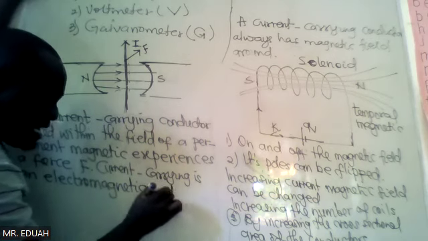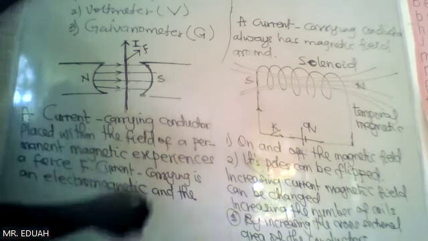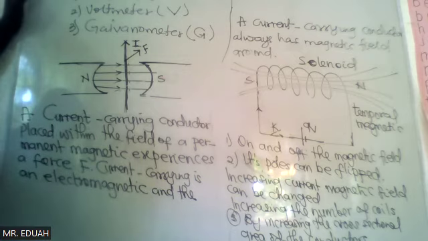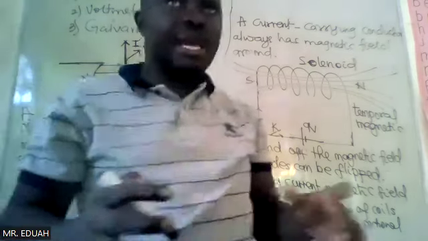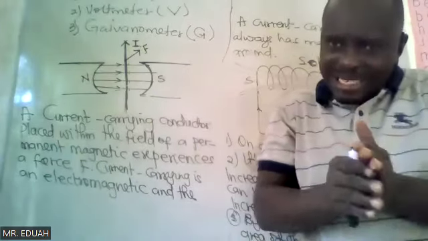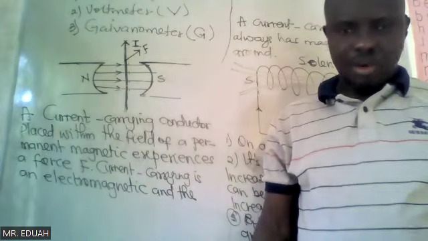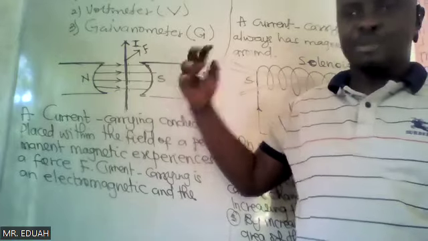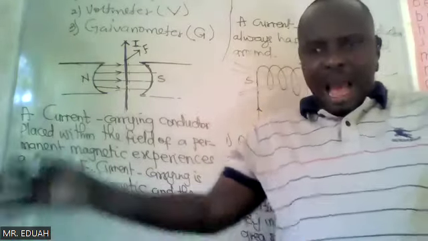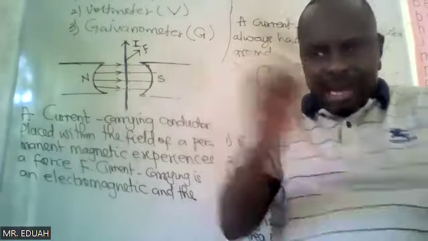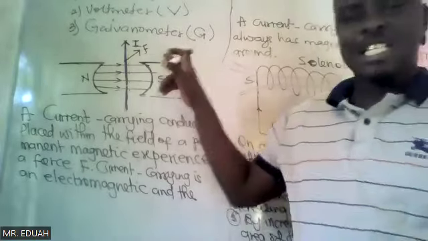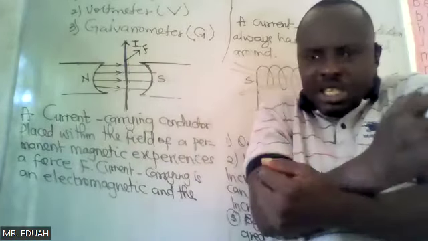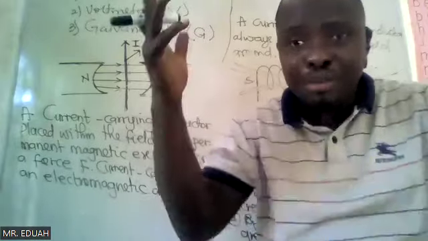And the permanent magnet is in itself another magnet. When two magnets are put together, either they attract or they repel. Because this is an electromagnet and this is a permanent magnet, the two magnets can either attract or repel. So the force experienced by the current carrying conductor is as a result of the repulsion or the attraction of the two magnets.